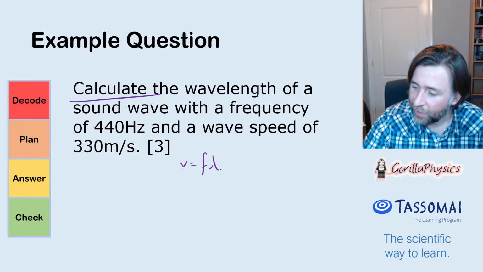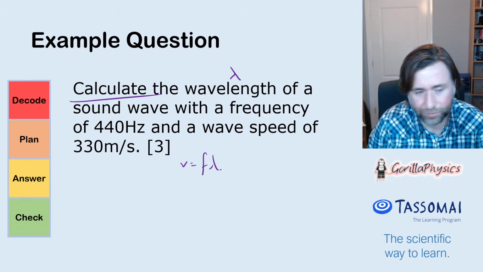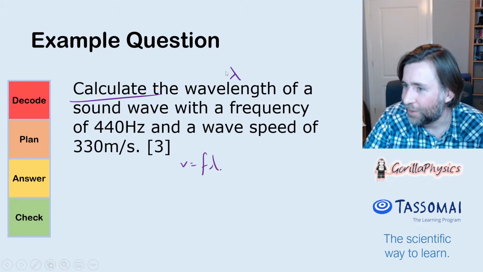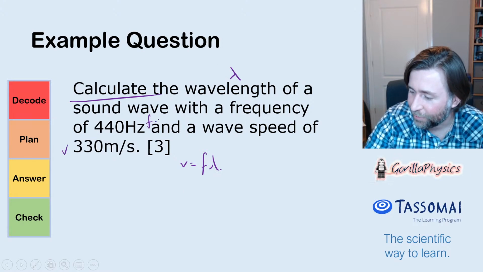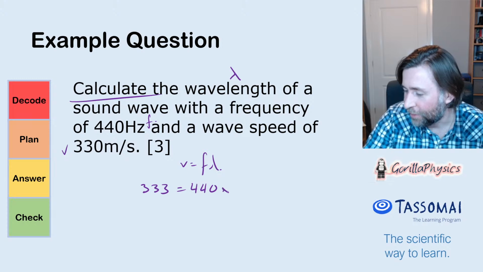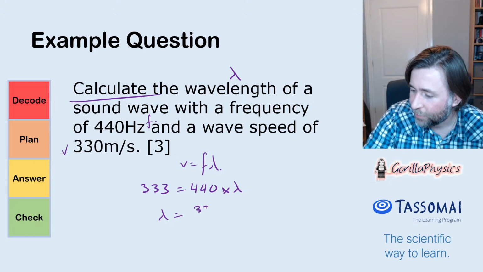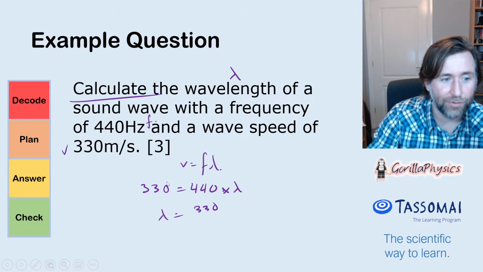So this is: calculate the wavelength. For wavelength, we use that funny upside down y, the Greek letter lambda, of a sound wave with a frequency of this and a wave speed of that. Literally you can just think about that. As long as you know that's V and that's F, you don't need to say the numbers in your head. So put the V where the V goes, put the F where the F goes, and then write in the thing you don't know yet but you want to know. Then rearrange. Lambda equals 330. Copy it down accurately, because copying them down accurately will give you a mark.